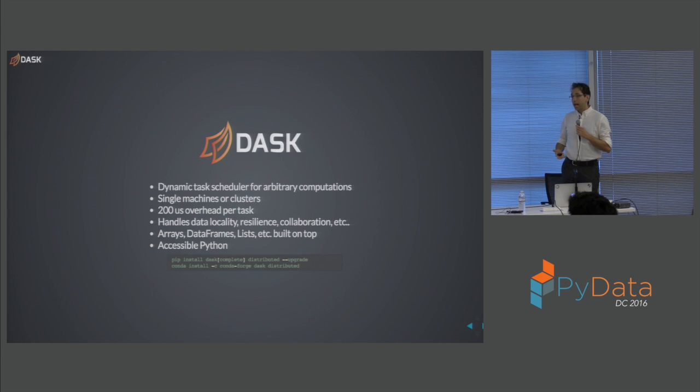Dask is a dynamic task scheduler for custom arbitrary computations. It works well on single machines or on clusters. And it has around a 200 microsecond per task overhead. If you're used to MPI, this is a very long time. If you're used to most other things, this is pretty fast. We can process around 5,000 tasks per second, just in overhead. It handles locality, resilience, etc. On top of Dask, we've built things like Dask Array for NumPy compatibility, Dask data frame for pandas and such. There's some collaboration with machine learning folks, other things.